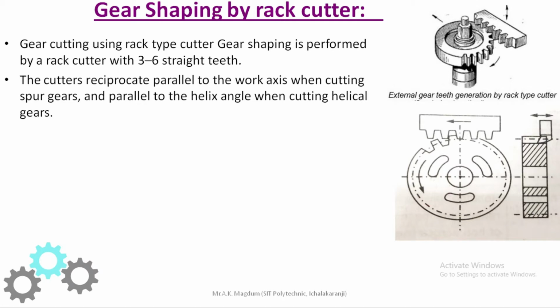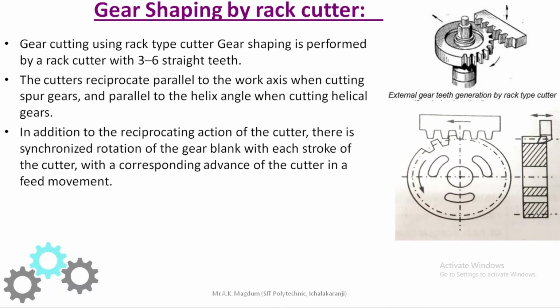Next, the cutter reciprocates parallel to the work axis when cutting spur gears and parallel to the helix angle when cutting helical gears. That is a very important thing. Whenever we want to manufacture spur gears, the cutter reciprocates parallel to the work axis. And whenever we want to manufacture a helix or helical gear, the cutter reciprocates according to the helix angle of the gear being cut, and then we easily produce the helical gear with the help of gear shaping by a rack cutter.